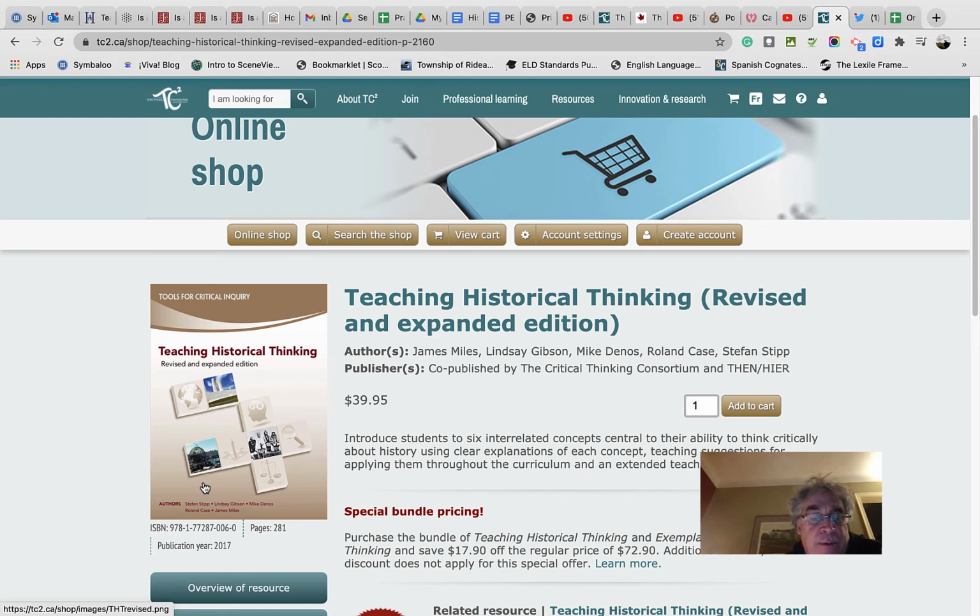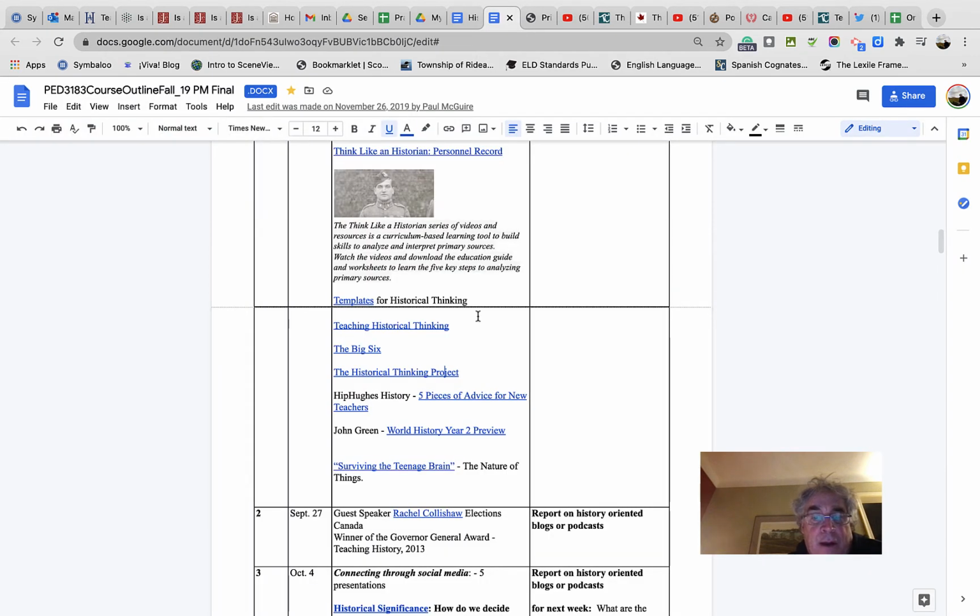So I would really suggest, if there's 1 or 2 books that you can afford to buy, the Big Six for sure, and hopefully your school already has it. Teaching Historical Thinking is the other one. Really, really useful, an excellent source of information. And I'm glad I found that while we were going through all this stuff here.